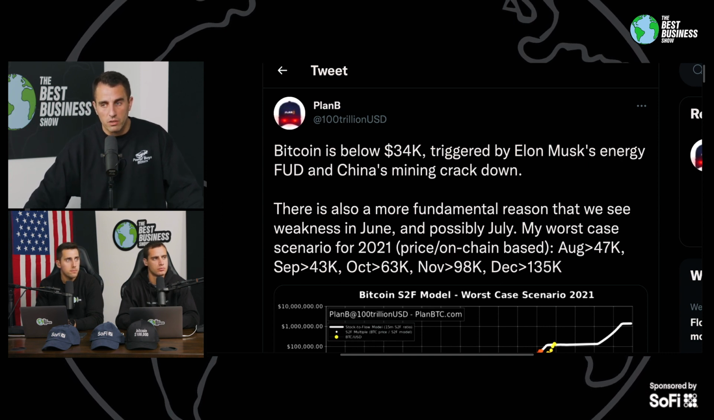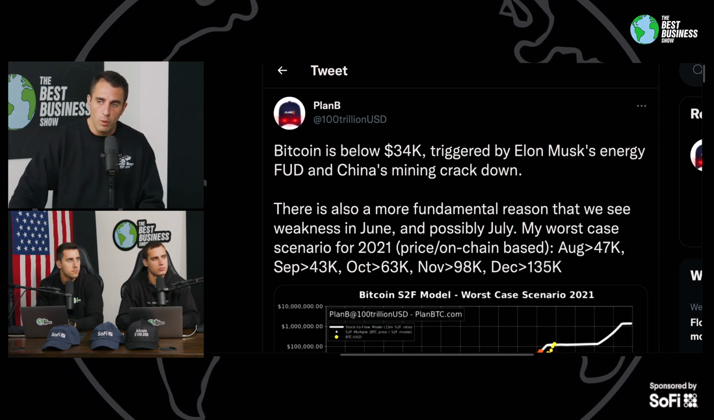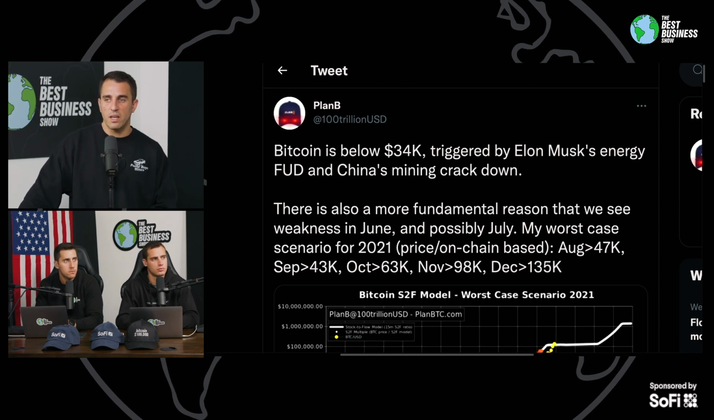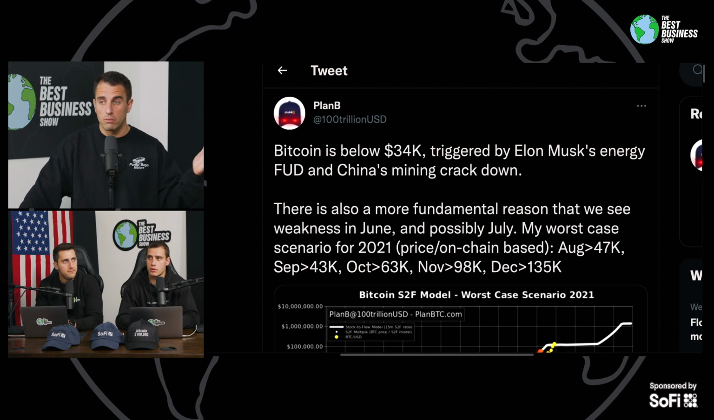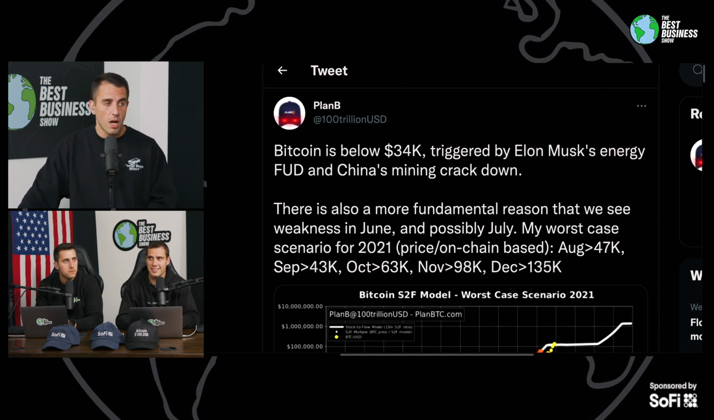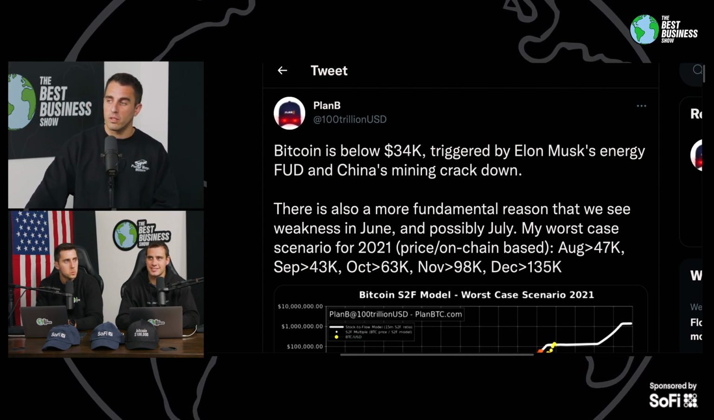And there's those numbers right there. So by the end of December 2021, Plan B, worst case scenario, ends up being 135K. We'll see. Could be wrong. Who knows? But pretty bullish coming from the creator of the Bitcoin stock to flow model.